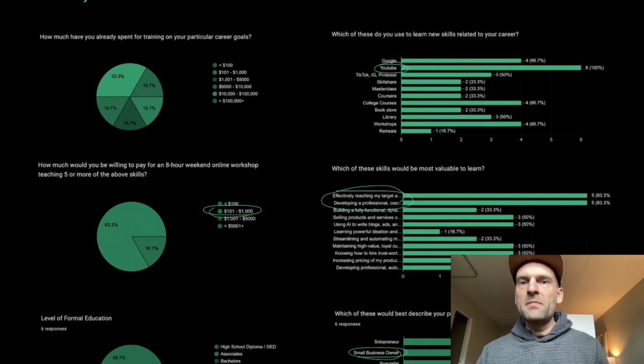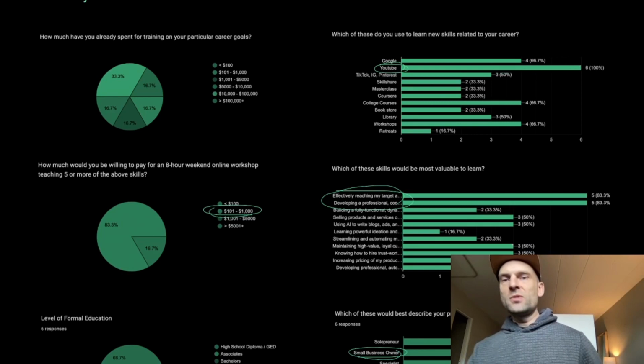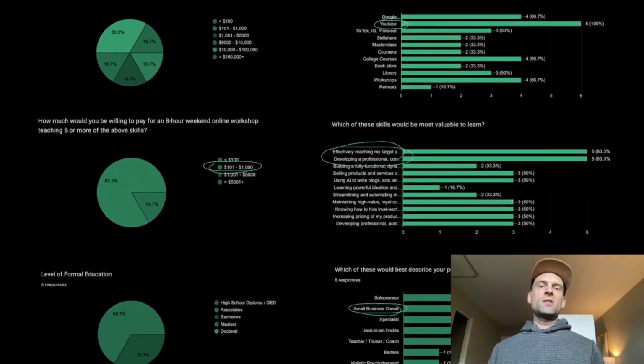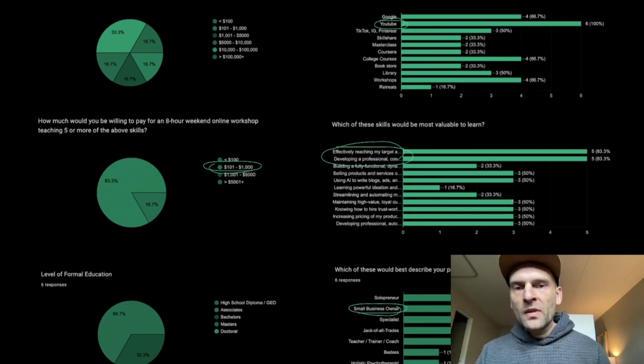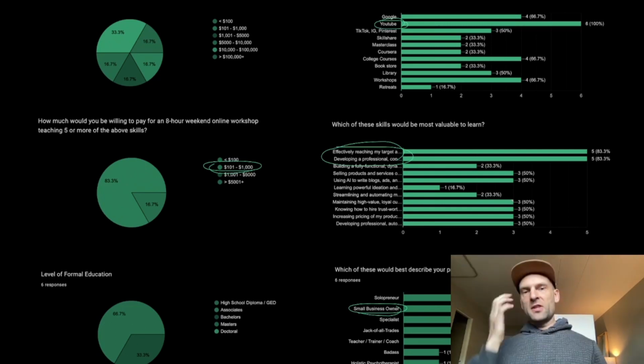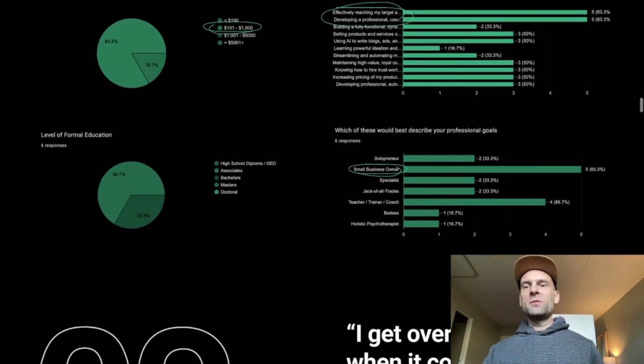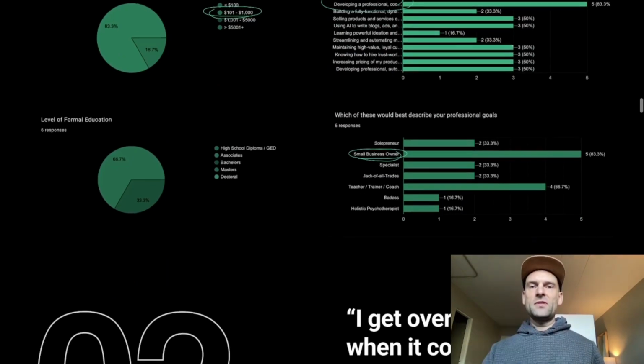I found that the main place that people go for new skills is YouTube. And a lot of these entrepreneurs I surveyed were willing to pay $100 to $1,000 for a weekend workshop. They thought two of the most valuable skills would be reaching their target audience and developing a professional, consistent brand. And most of the people that filled out the survey were small business owners.